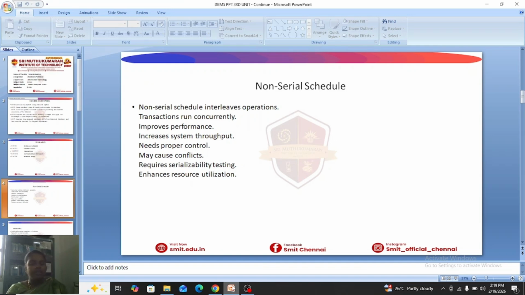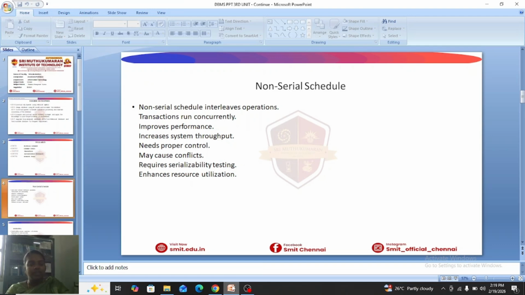Actually, non-serial schedule interleaves operations, transactions run concurrently, improves performance, increases system throughput, needs proper control, may cause conflicts, requires serializability testing, enhances resource utilization. In a database management system, a schedule is the order in which operations like read, write, or commit or abort of multiple transactions are executed.